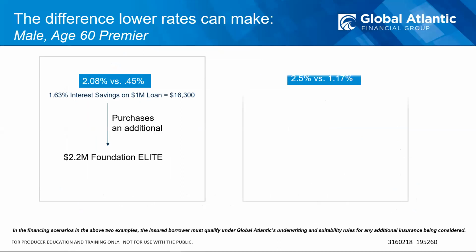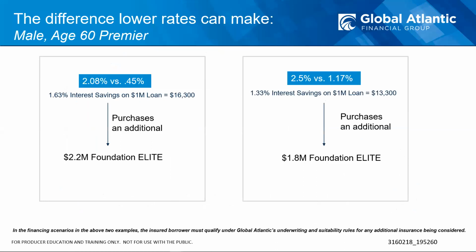So here are the differences that lower rates can make. We're going to talk about a male, age 60, assuming best class, and he has an existing loan at 2.08% short term. Well, look at this. It's 45 basis points now. That's 163 basis points, or 1.63% lower cost, just like we showed you in the last graphical slide. So that is a savings of $16,300 a year.